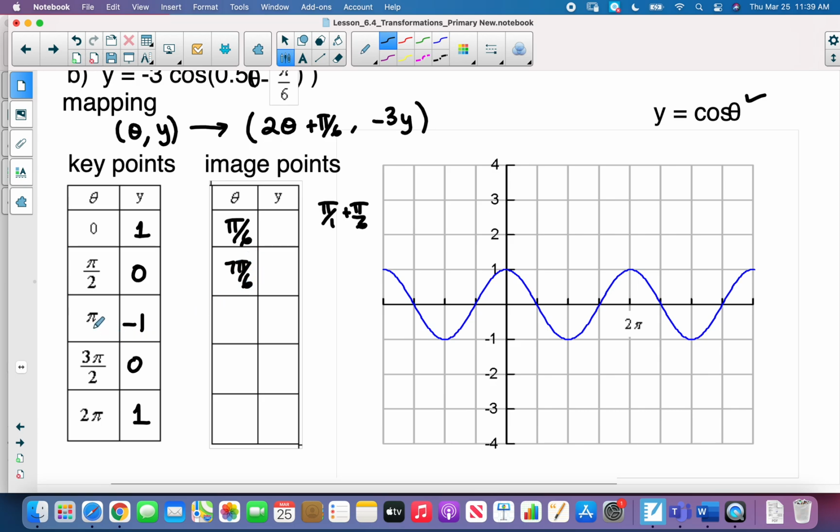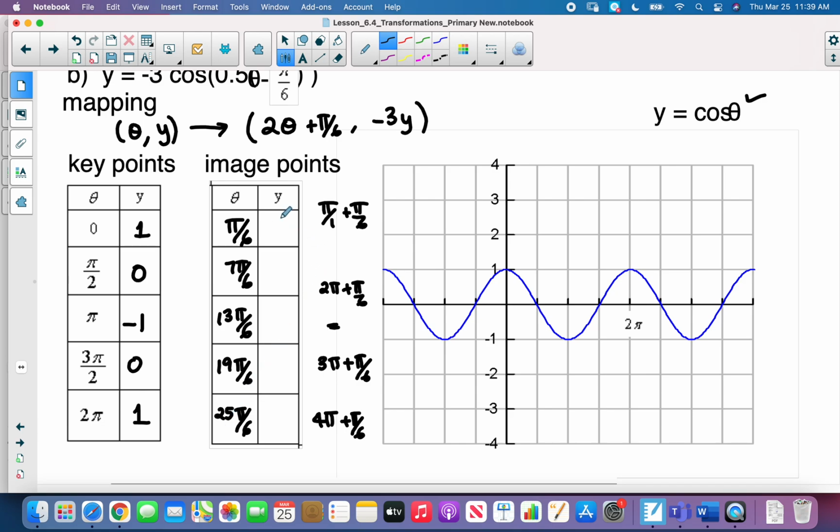2 times pi plus pi over 6 will be 2 pi plus pi over 6, that will be 13 pi over 6. Then 2 times 3 pi over 2 is 3 pi, plus pi over 6 is 19 pi over 6. And 2 times 2 pi is 4 pi, plus pi over 6 will be 25 pi over 6. So there I have all the transformations to the theta.